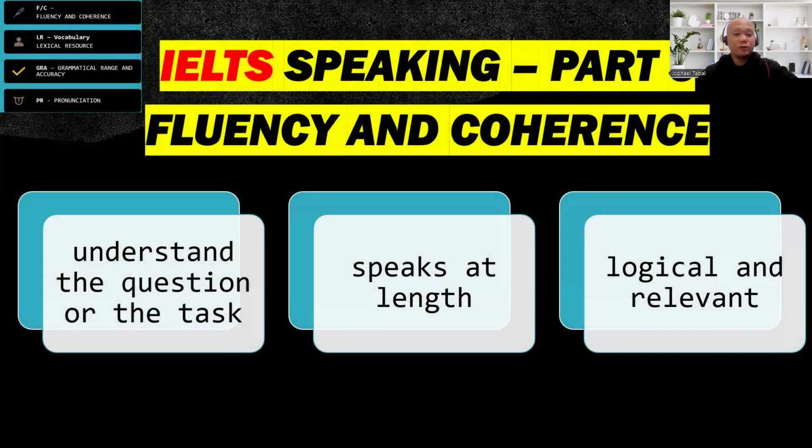So let's check fluency and coherence, IELTS speaking part 3. Again, fluency and coherence is the first criteria in which the candidate gets an award, okay? Now, there are 3 main things that the candidate must understand to get a band score of 7. First of all, understand the question. Number 2, speaks at length. And number 3, the answer must be logical and relevant, okay?